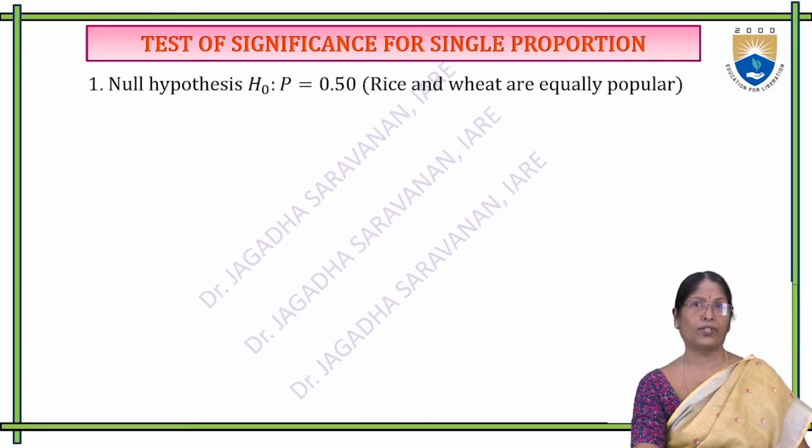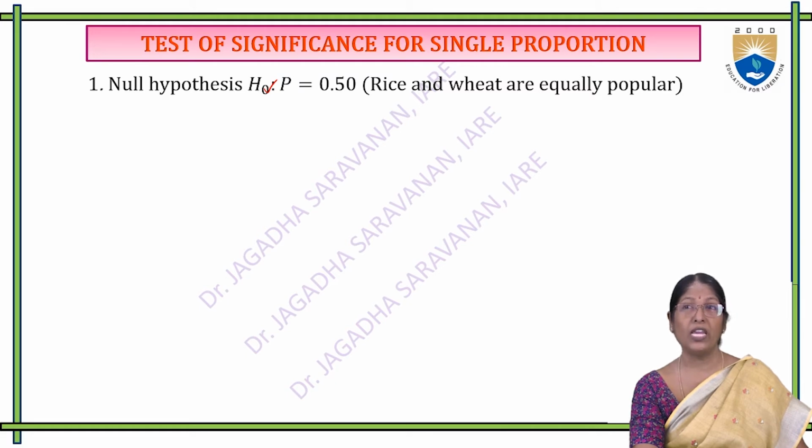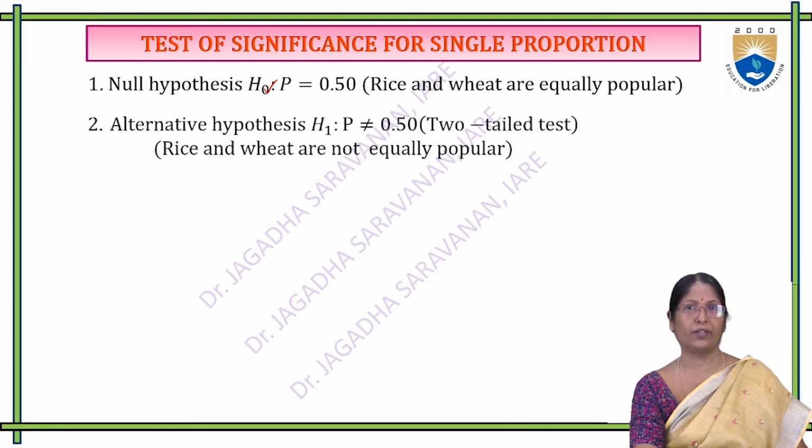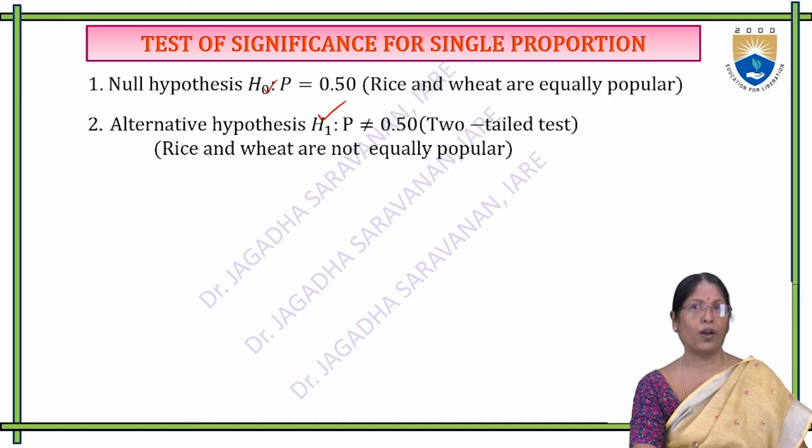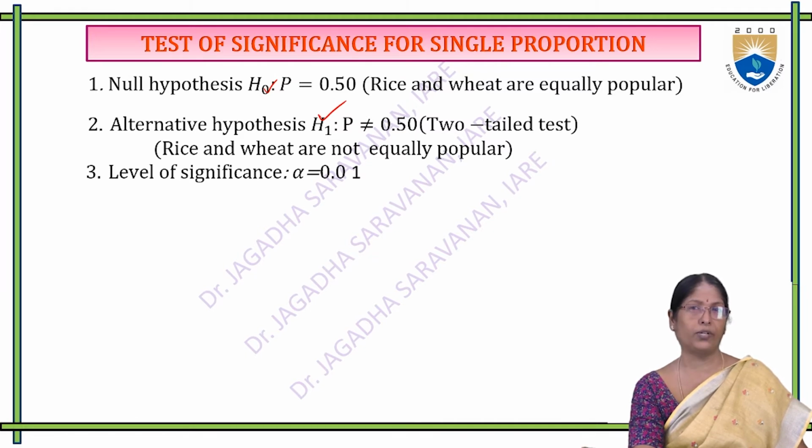So the null hypothesis, with the symbol H naught, we defined capital P equal to 0.50. That is, we defined that rice and wheat eating persons are equally popular in that particular state. Otherwise, they are not equal. We are rejecting in such a way, H1: P not equal to 0.50, a two-tailed test. And specifically in this problem the level of significance is 1%, that is 0.01.